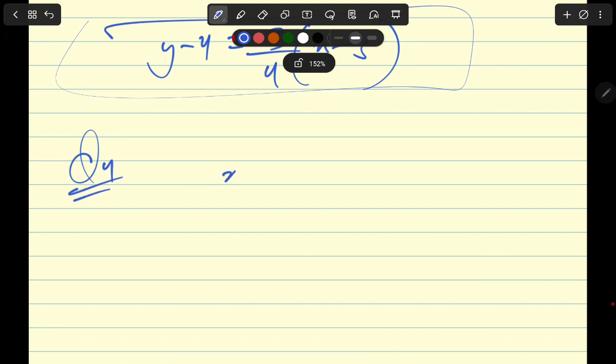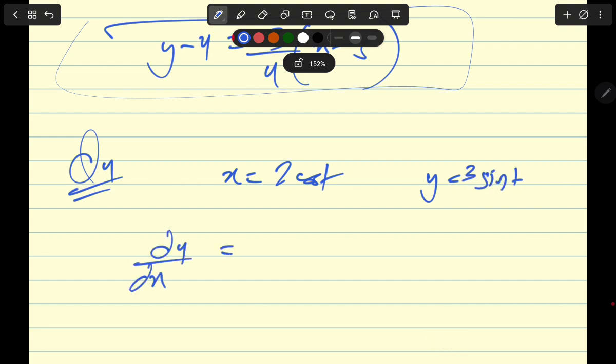Let's do question 4. Let's say x is equal to 2 cos t and y is equal to 3 sin t. You have to find dy by dx. So dy by dx is going to be equal to dy by dt, which is 3 cos t, and minus 2 sine t, which is dx by dt, right?